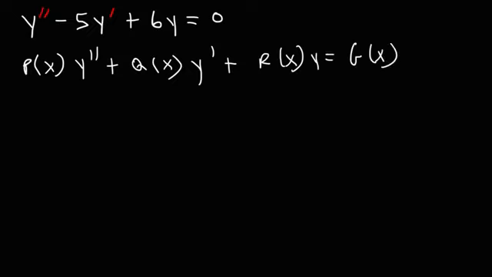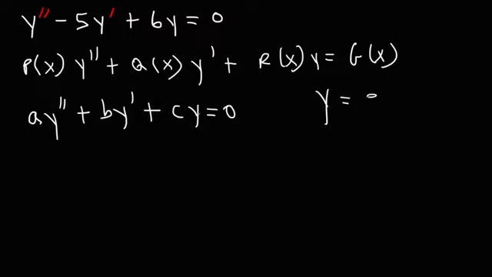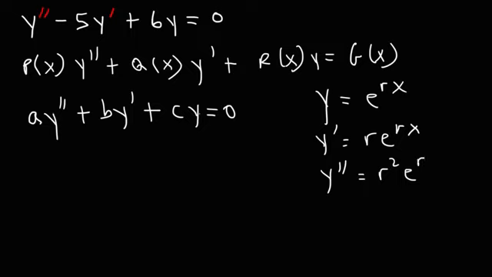Now, when p, q, and r are constant functions, we have this equation: a y double prime plus b y prime plus cy equals 0. A typical solution of this equation is in the form y is equal to e to the rx. If you take the first derivative of that, you're going to get r e to the rx. And if you take the second derivative, you're going to get r squared e to the rx.